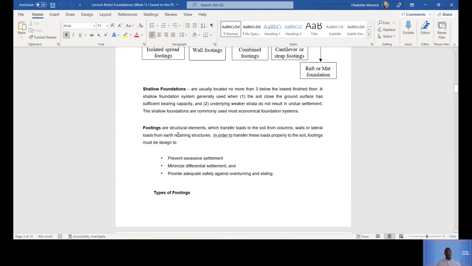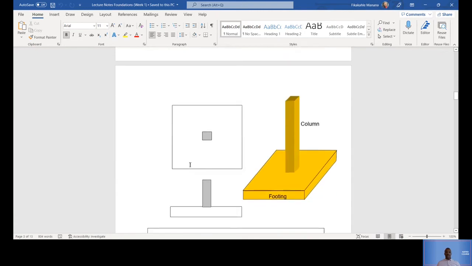Let's talk about footings. Footings are structural elements which transfer loads to the soil. Now, a footing is just another word for the actual foundation. Okay, so a footing is a foundation, but a type of foundation. So it's basically, you can literally remove footing there and put foundation as well, but it's a type of foundation you'll see. Now let's talk about the types of footings.